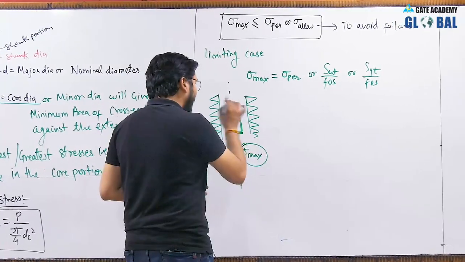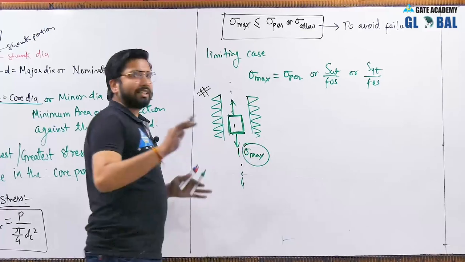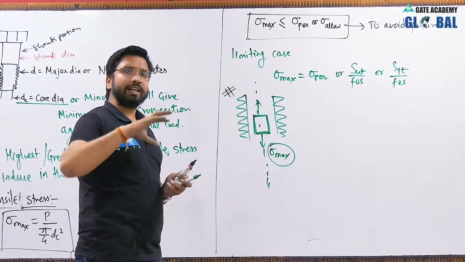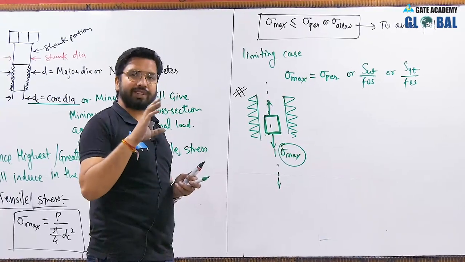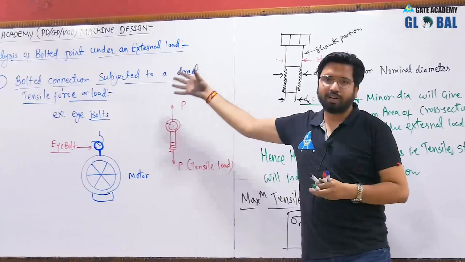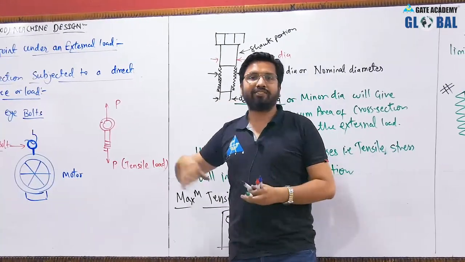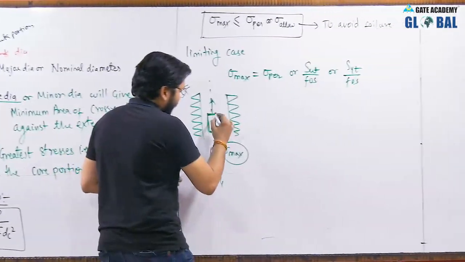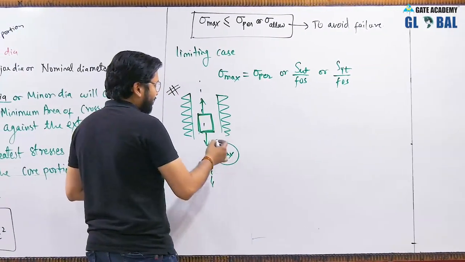Hence, due to external loading, I am talking about external loading only. If you assume pretension also, then due to pretension there will be some torsional stresses as well. But here we are analyzing the effects of external loads only. We are not considering the effects of preloads. Clear? So here the only stress acting on the bolt is sigma max.